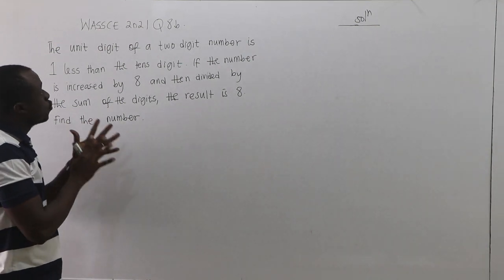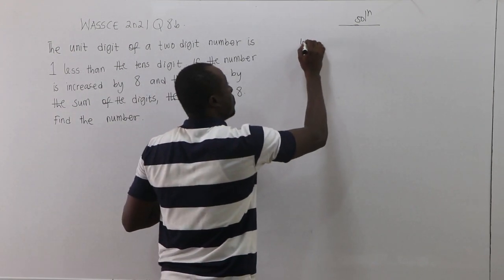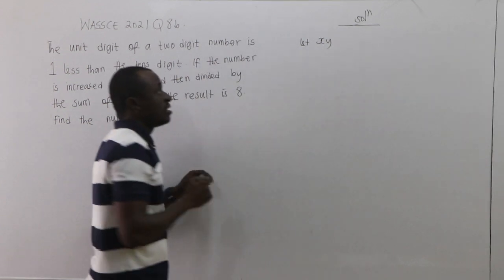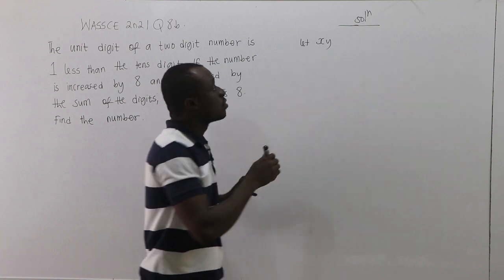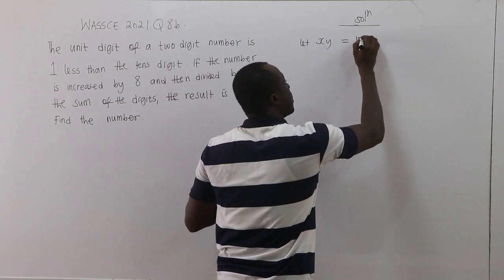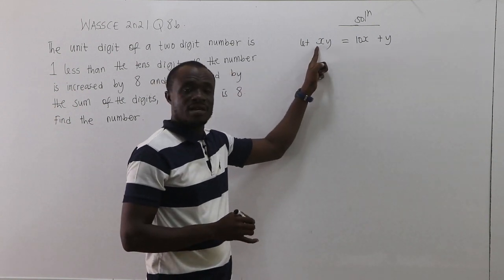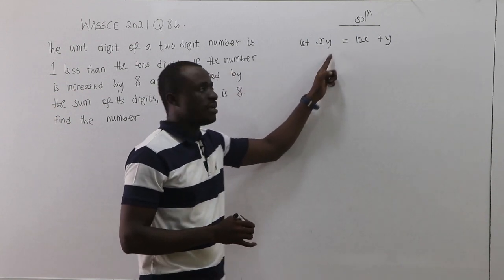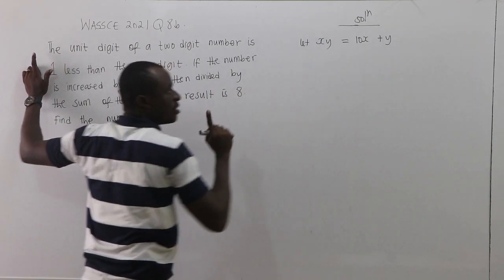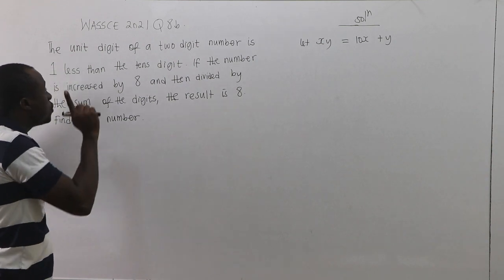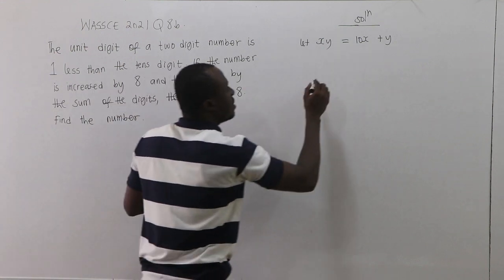Now we are being told that it is a 2-digit number. So clearly, let xy be the 2-digit number. We know y is the unit and x is the tens, so we can rewrite this as 10x plus y, because x is the tens digit and y is the unit digit. Now, the unit digit of a 2-digit number is 1 less than the tens digit. So clearly, what can we see?